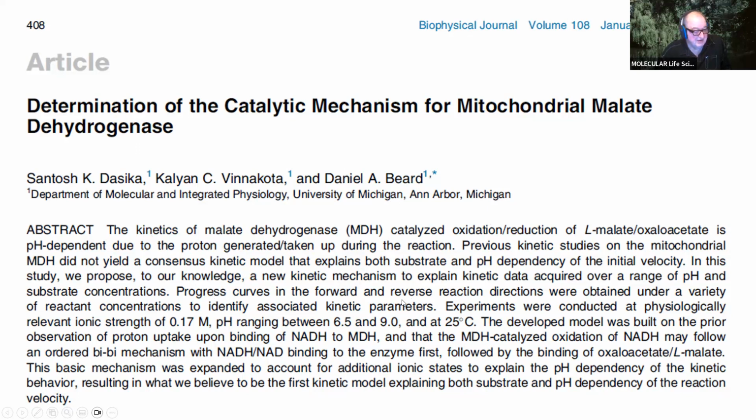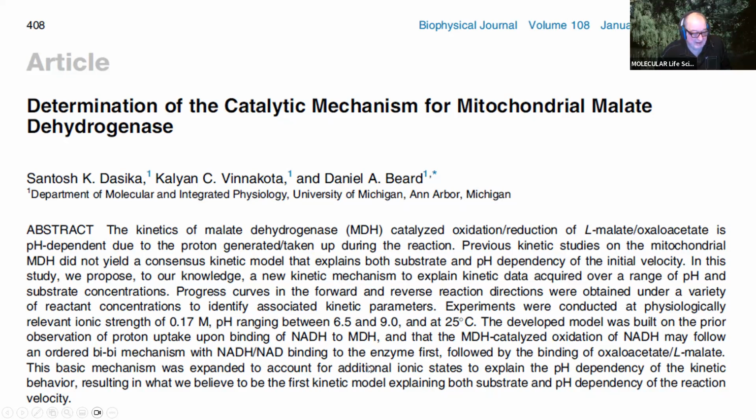Okay, they do progress curves in the forward and reverse directions. One of the nice things about this is that they use varying pHs. They made sure that their physiological ionic strength was constant. They did different pHs. So pretty much the same set of conditions. And they come up with a very similar mechanism, but they acknowledge the fact that there's a pH dependency of the kinetic behavior. And of course, there's a proton in the reaction. So of course, there's going to be a pH dependence.